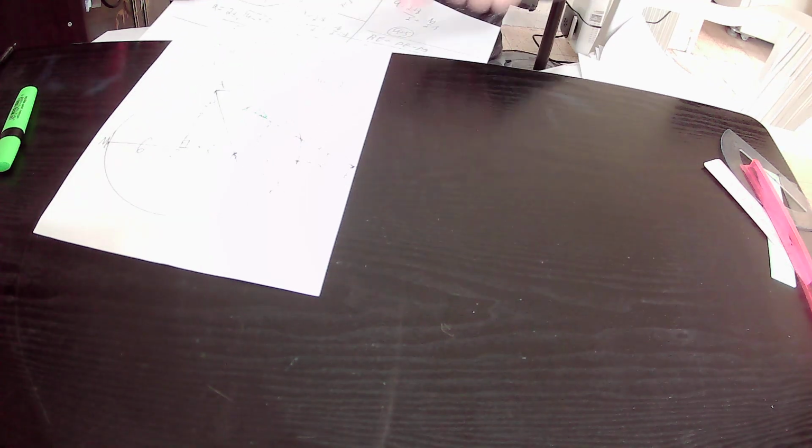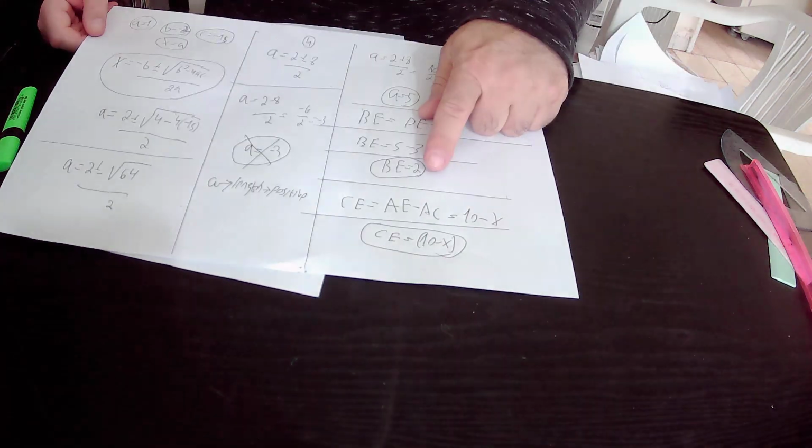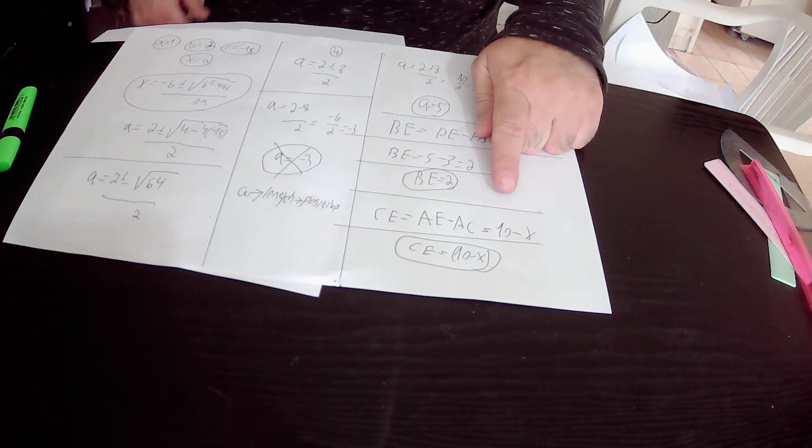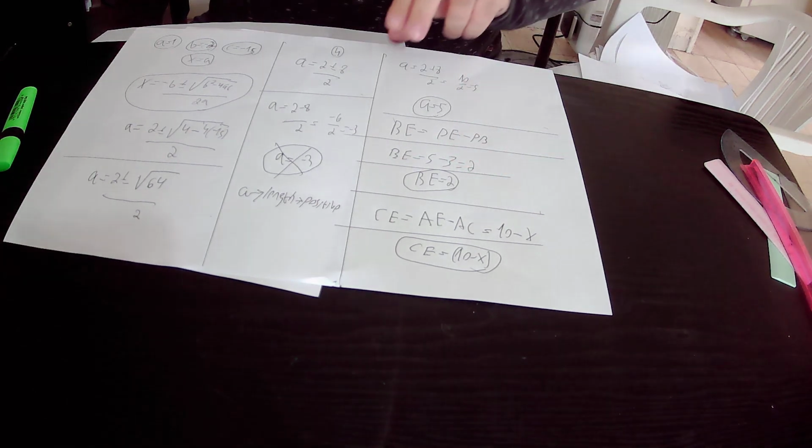Then we found out the length of line segment CE. From the drawing it is very easy to see that the length of line segment CE is AE minus AC. So CE equals AE minus AC. AE is 10 and AC is x. So in conclusion, we found out that CE equals 10 minus x.